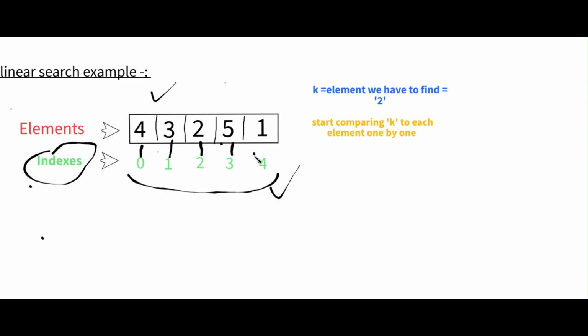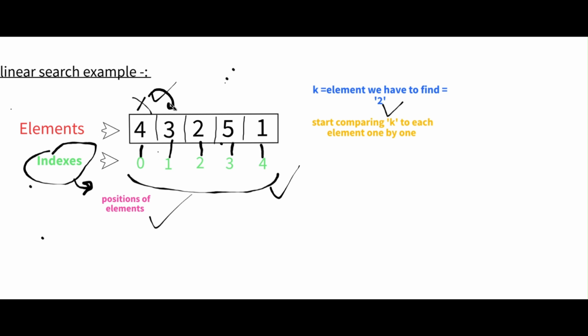When we do the binary codes, the binary algorithms, we know that the language of the computer is also binary. It's either 0 or 1. But the position is always starting from 0. So 4 has position 0, 3 has position 1, 2 has position 2, 5 has the third position, and 1 has the fourth position. So the indexes are the positions of the elements present in the array.